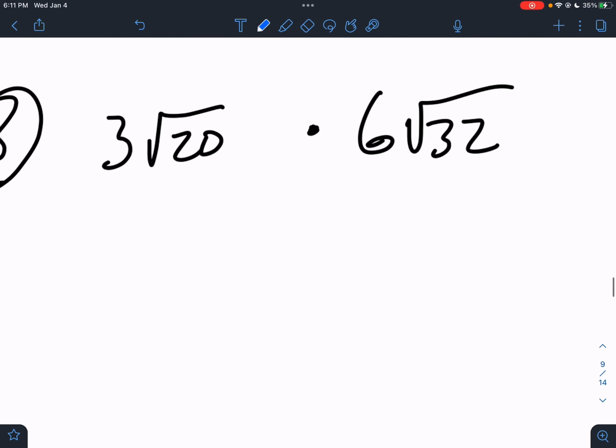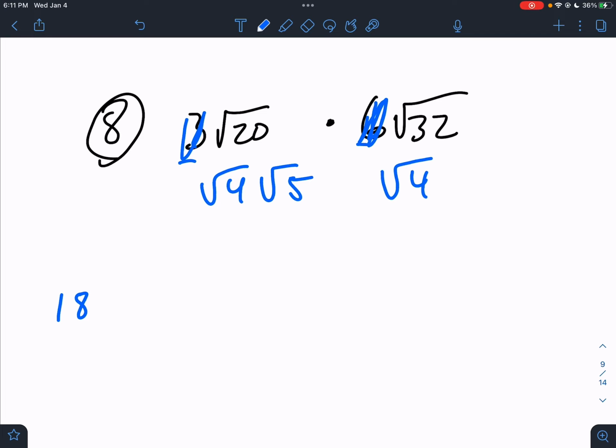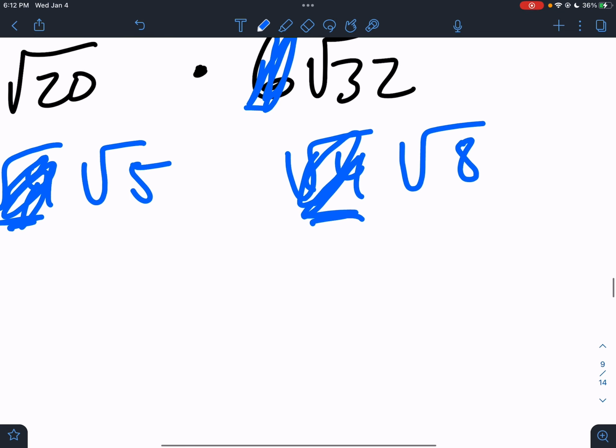All right, how about this one? I'm going to do 6 times 3, that's 18. Those are gone. And then what's the GCF for 20 and 32? I think it's going to be 4. So root 4 times root 5. This is root 4 times root 8. Well, what is root 4 times root 4? Well, that's going to be times 4. So those are gone. Do we have any more things we can do?